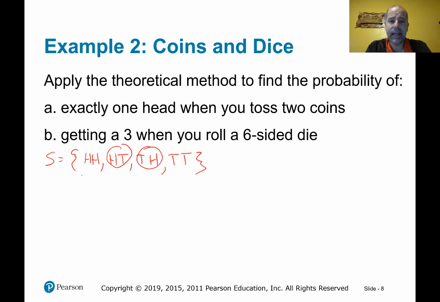This is exactly analogous to the birth order example, if you notice. So now we take the probability of exactly one head. How many outcomes give us exactly one head? That's going to be 2. And how many possible outcomes are there? There are 4. And so the probability is 1/2.